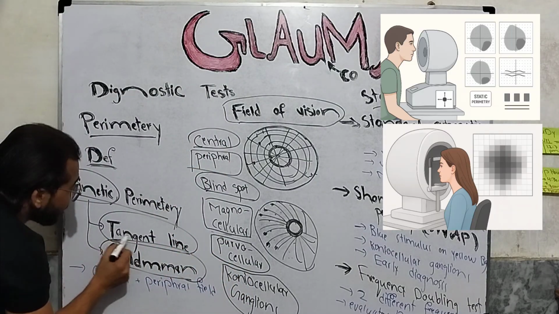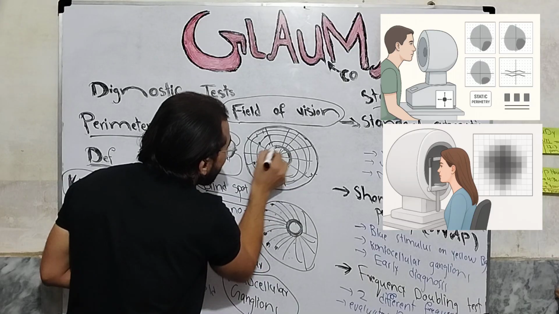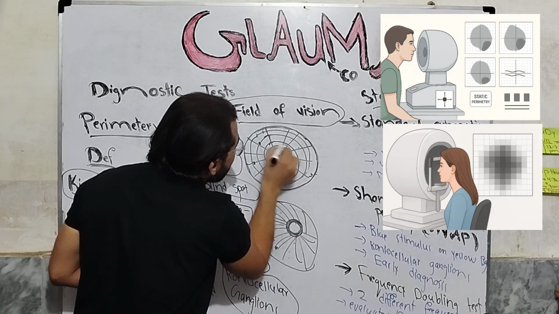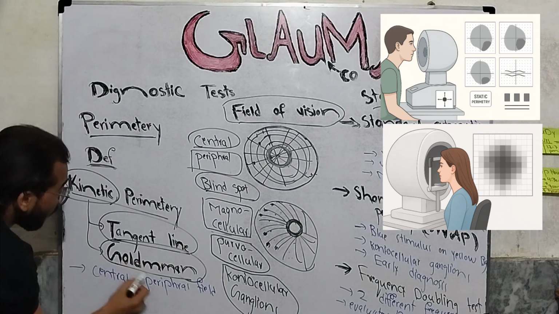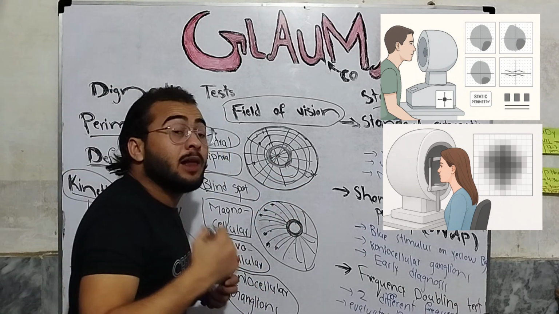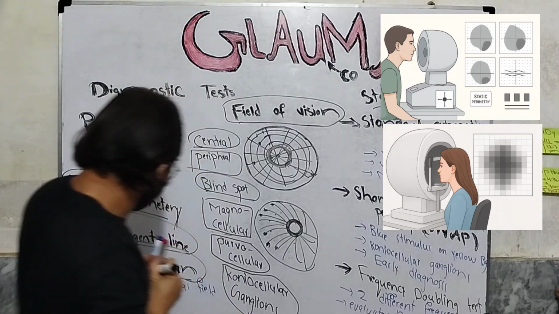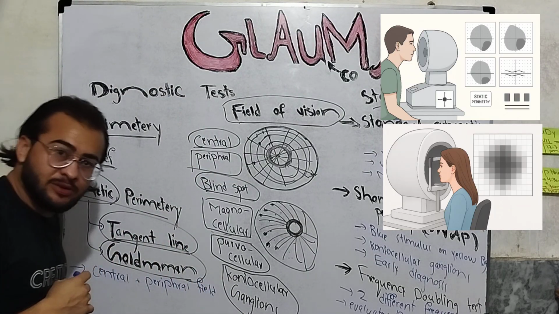And the tangent line perimetry, remember, is mostly suitable for only the central field of vision, the central 30 degree vision. And Goldman is suitable for both, the central as well as the peripheral field of vision. So this was about the kinetic perimetry.